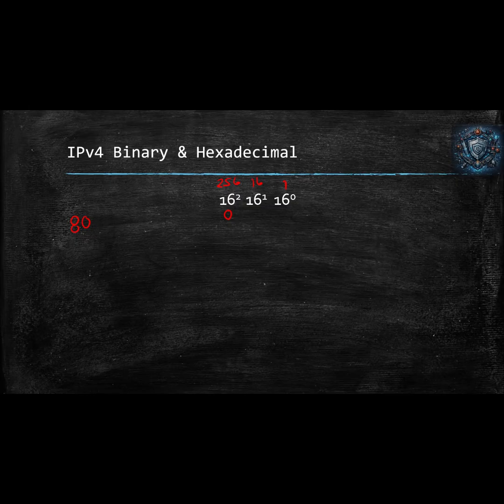Can we take it twice? Yep, that's 32. Can we take it again? Yep, that's 48. Can we take it again? Yep, that's 64. My bad. Can we take it again? Yep, that's 80. So we can take 16 from 80 5 times. That is 80 itself. That leaves us with 0.